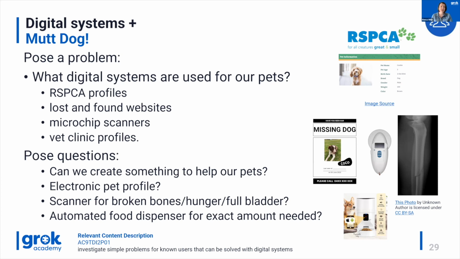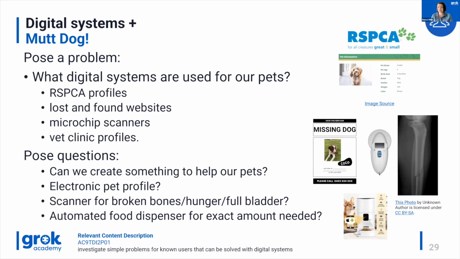Students are answering questions such as, what digital systems are used for our pet? And this is a great area of discussion with your students. The teacher is helping explore different digital systems used for pets. It provides a perfect opportunity to talk about data. So what data is recorded about your pet and also about your family if you are a pet owner?